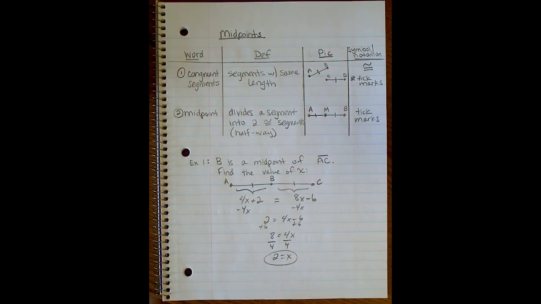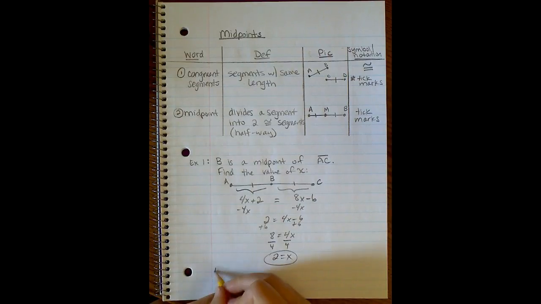So I got that the value of x is equivalent to 2. Let's say you're a little unsure about that answer. You want to check it. How can we check it? We can simply take this value, plug it back into each of our expressions, and if we did it correctly, they should be equal since B is a midpoint.